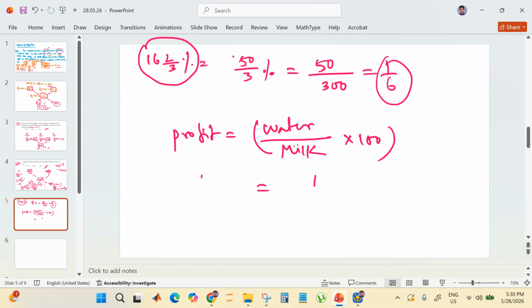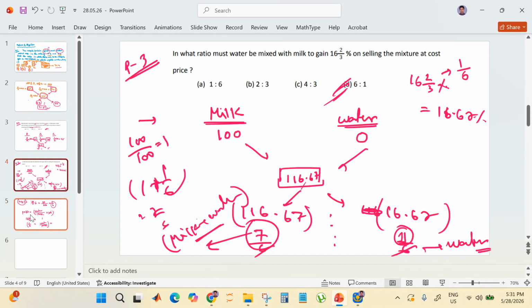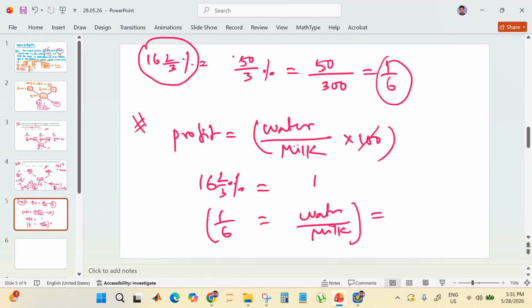Okay. So 16 whole 2 by 3% profit is mentioned in the question. That means 1 by 6 equals water plus milk. If I convert into ratio, then 100 will cancel from the right hand side. So it is 1 by 6 is to water is to milk. I have already found the same answer in this way, and conceptually, I am writing it.